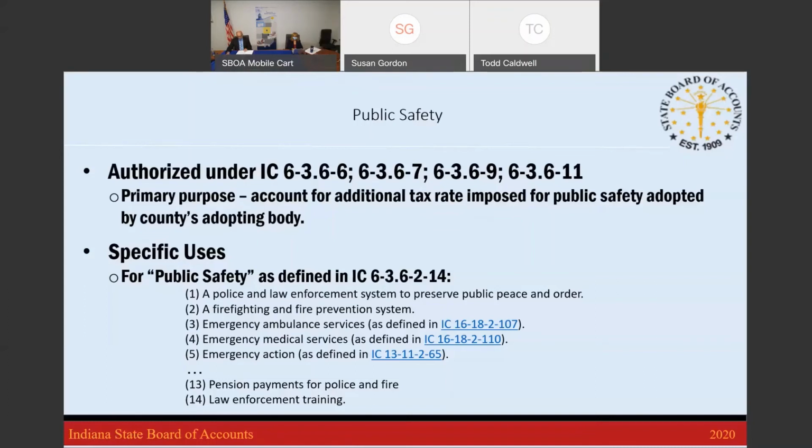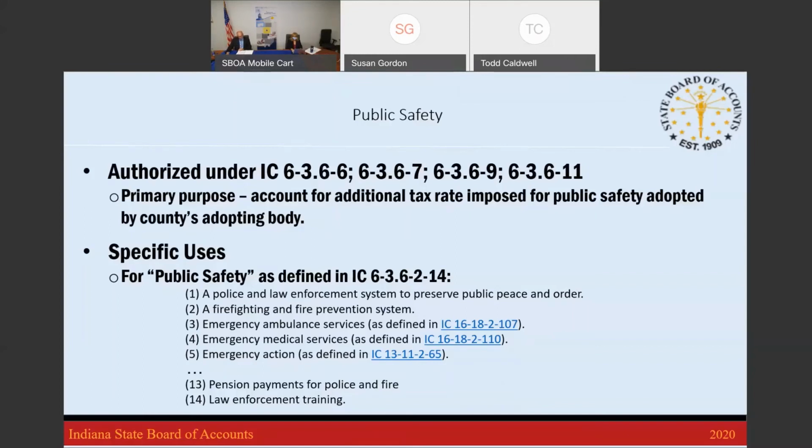And in number 13 and 14, those I think were the 2 most recent additions. In 13, it can be used for pension payments for police and fire. And it can also be used for law enforcement training. So we just talked about the local law enforcement continuing ed fund, and now public safety LIT can be used for law enforcement training. But you want to be sure to check out the whole list if you've got questions on what you want to use it for, because like I said, there are 14. I didn't show all 14. Some of the other ones involve jails or courts that some of you might have. So you want to take a look at that statute if you've got questions.